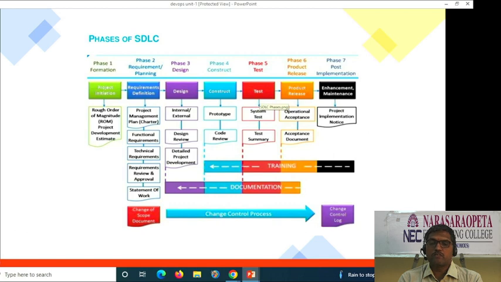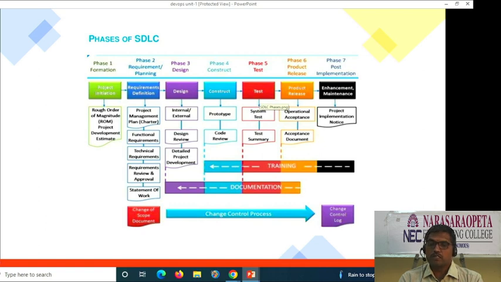So here you see this one. The phases will be there. Phase 1 is the formation. Phase 2 is the requirements and planning. Phase 3 is the design, phase 4 is the construct, phase 5 is the test, phase 6 is the product release, phase 7 is the post-implementation. So there are seven phases, and the initial one is the formation.